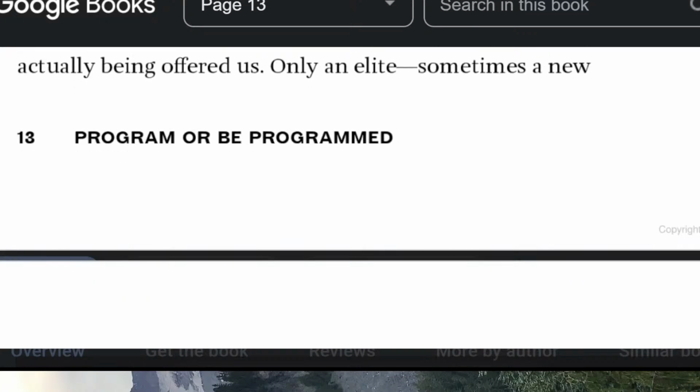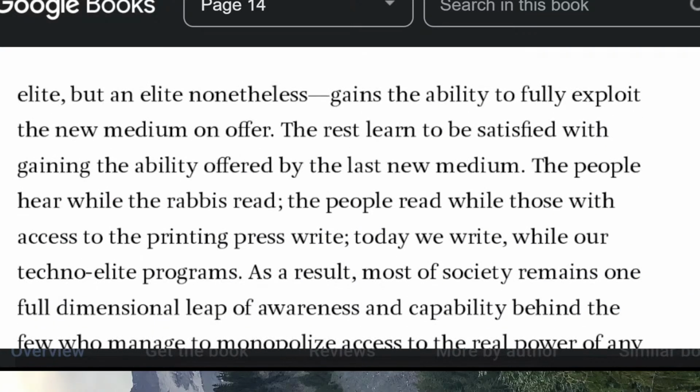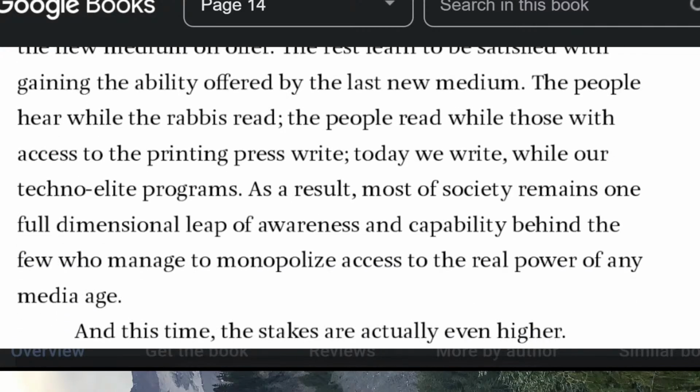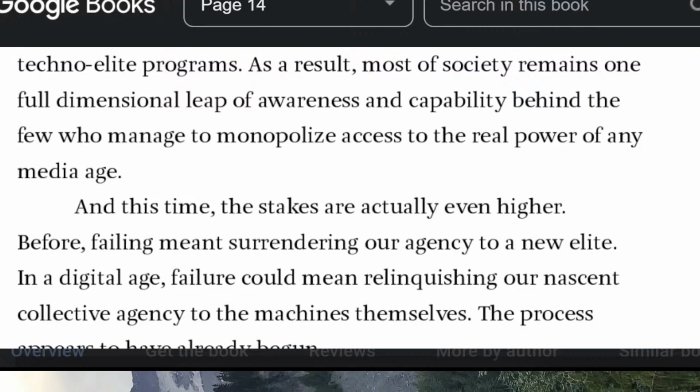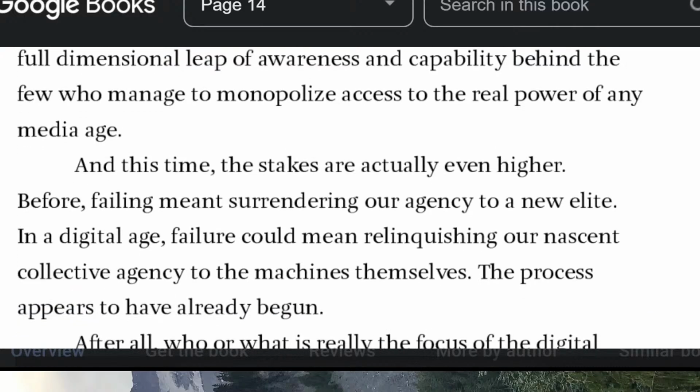Only an elite, sometimes a new elite, but an elite nonetheless, gains the ability to fully exploit the new medium on offer. The rest learn to be satisfied with gaining the ability offered by the last new medium. The people hear while the rabbis read. The people read while those with access to the printing press write. Today we write while our techno-elite programs. As a result, most of society remains one full dimensional leap of awareness and capability behind the few who manage to monopolize access to the real power of any media age.